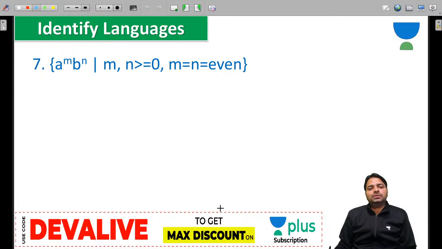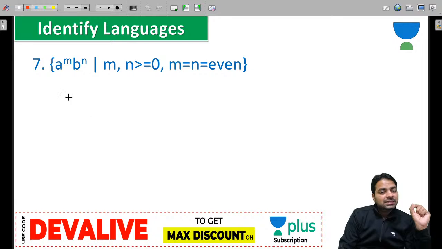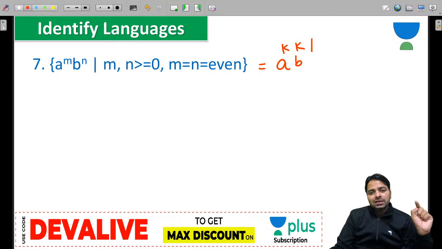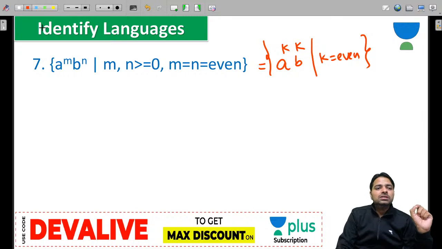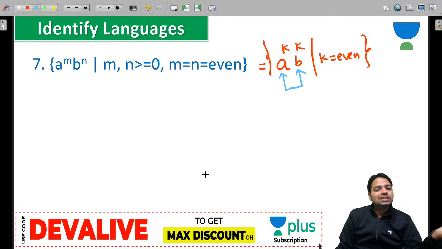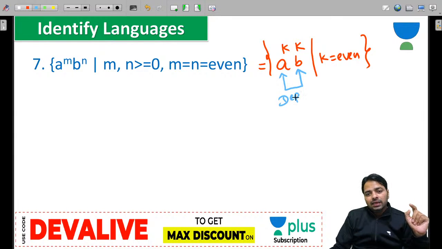Okay, next one, seventh one, and this is what you require to understand. m equal to n. Guys, here a power k, b power k, such that k is even. That is what they are trying to say. The first thing is you have dependency. That dependency is even number of a's and even number of b's, but equal is there. Even you can do, but dependency you can't do, guys.